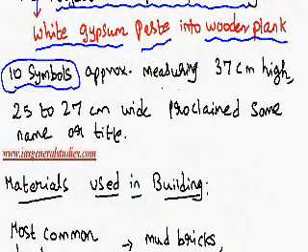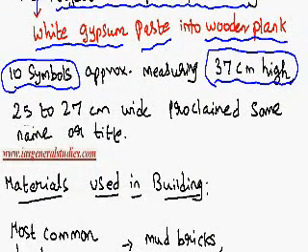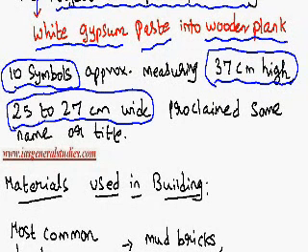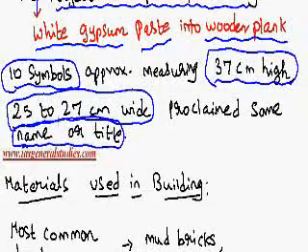Those were approximately 37 centimeters high and 25 to 27 centimeters wide. 10 symbols were found, and some scholars proclaimed that it may be a name or title. Is it clear? So these 10 symbols represent some sort of name or a title.